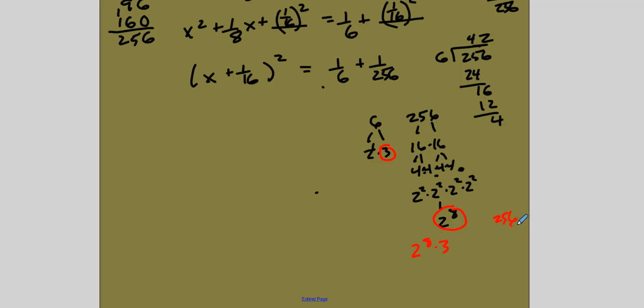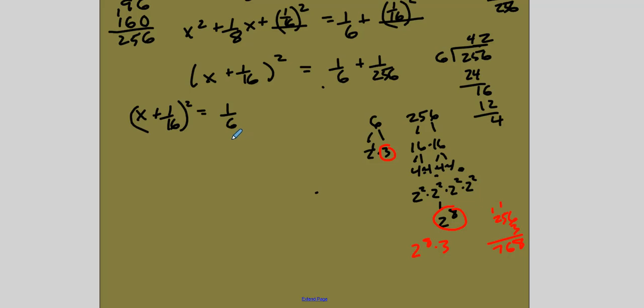which is a pretty big number, relatively speaking. So that's 18, carry a 1. 5 times 3 is 15, plus 1 is 16, carry a 1. So 768 turns out to be my least common multiple here. So it's kind of a little crazy, but that's what it's going to be. So on the left side, I have x plus 1/16 quantity squared equals 1/6.